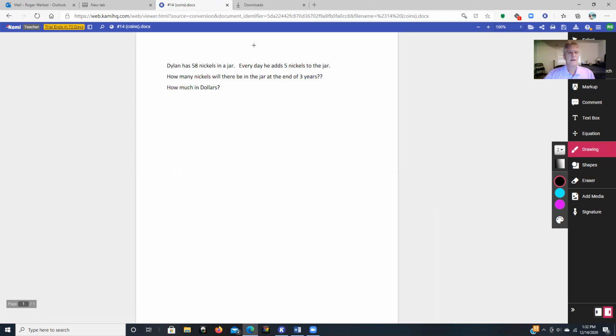Very nice. So in this problem, it says Dylan has 58 nickels in a jar. Every day he adds 5 nickels to the jar. How many nickels will there be in the jar at the end of 3 years? How much is this in dollars? All right. What I said at the beginning was this was an arithmetic sequence. So that's the type of problem.